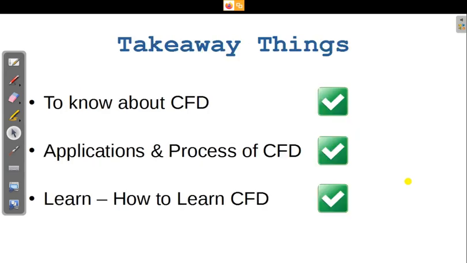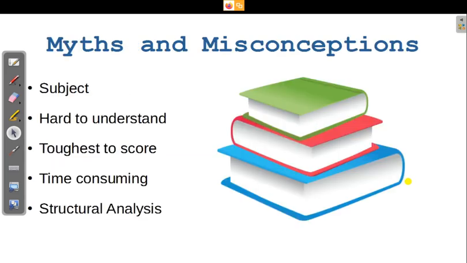So what are the takeaways from this webinar? You will know about basic CFD. If you do not know CFD as a student or faculty, you will have a general idea of what CFD is, what the applications are where you can apply it, and how the CFD process happens. Finally, the learning aspects of CFD: how a beginner can approach CFD and how to become a self-reliant researcher in CFD. That's the takeaway from this webinar.